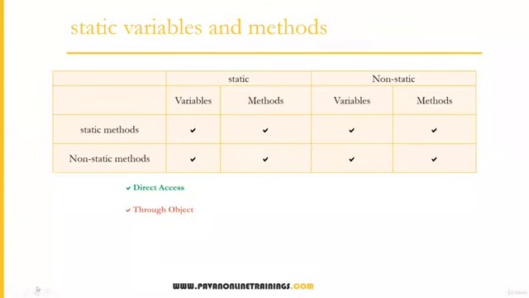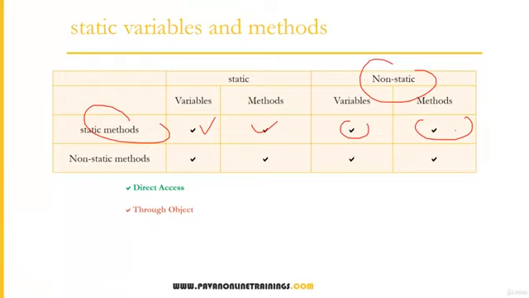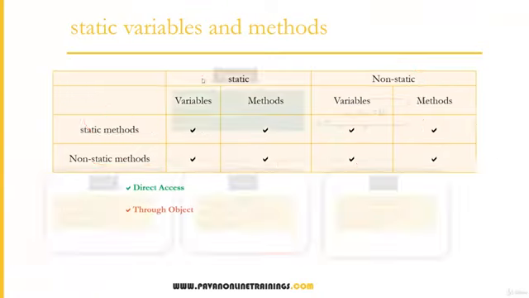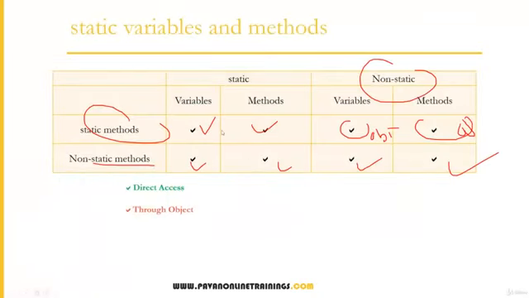So static methods can access static variables and static methods directly, and non-static variables can also be accessed, but through an object. So this is through the object, through obj it is possible. But non-static methods are able to access static variables, static methods, non-static variables and non-static methods directly. There is no restriction for them. Okay. So this is all about the static keyword.